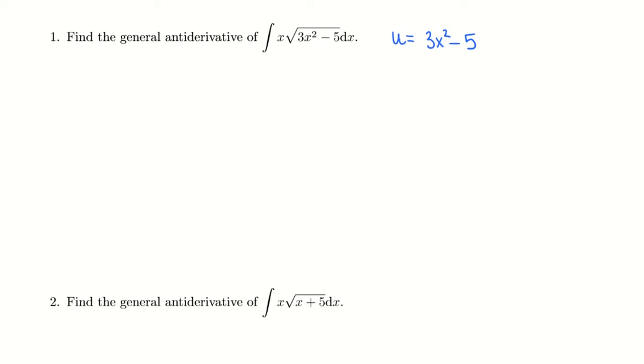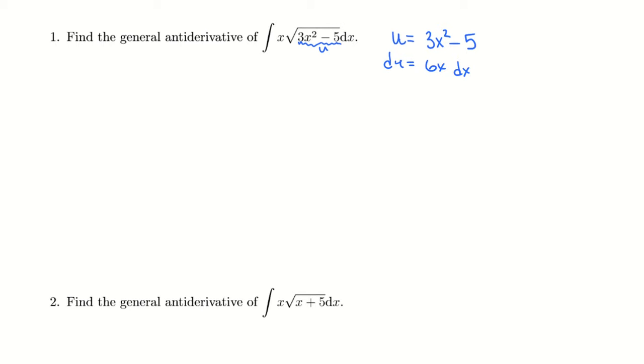That would make du equal 6x plus 0 dx. And then we want to try to substitute u into this equation. So we do have our u right here, but we don't yet have our du.